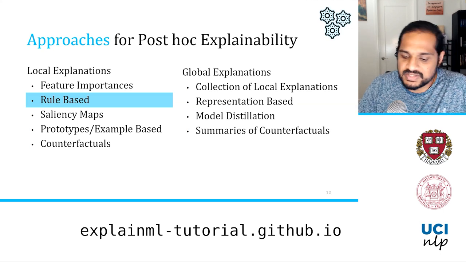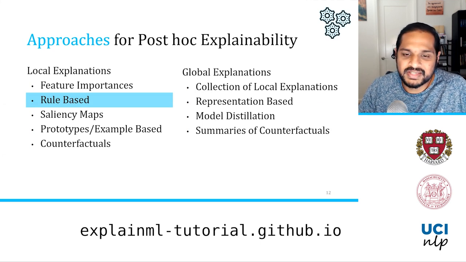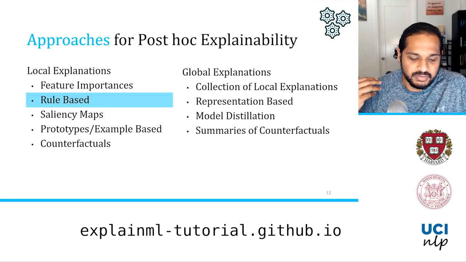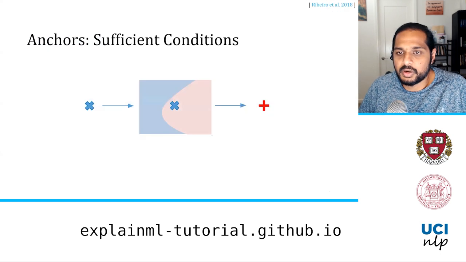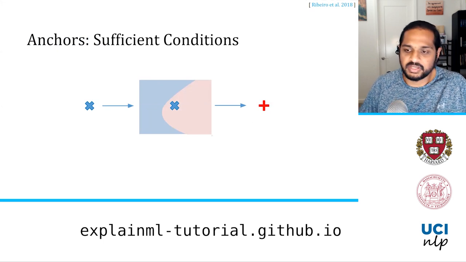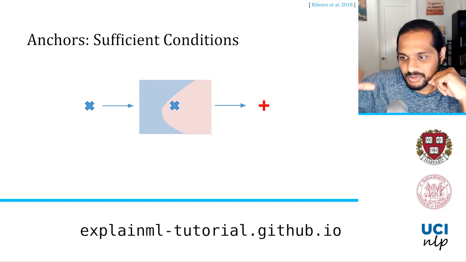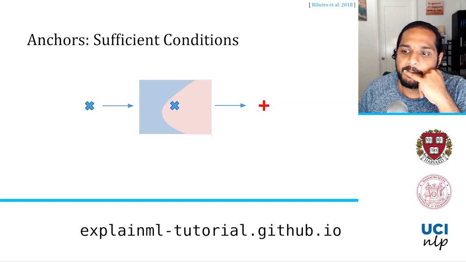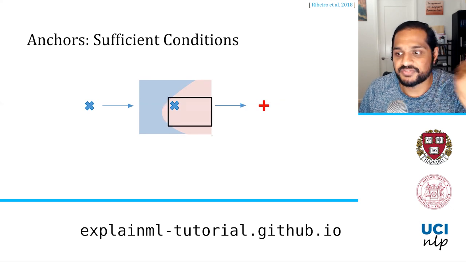I quickly want to give an example of how some of these ideas can be extended beyond feature importances to something that's a little bit more rule-based, and in some sense, a little bit more precise and more actionable. So we are going to talk about anchors now. The idea here is that it's possible, even in your local region, the decision surface is not very linear. Maybe it looks like this curvy thing. How can you express explanation in this case? So what anchors does is it specifies it using a sufficient condition.